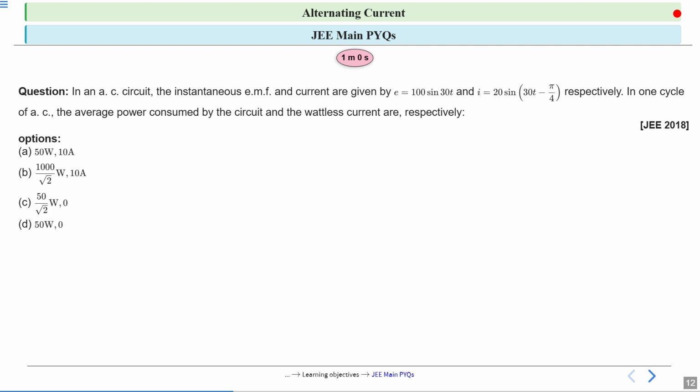In one cycle of AC, you have to find the average power consumed by the circuit in one cycle, and the wattless current, respectively. Options are: 50 watt, 10 ampere; 1000 upon root 2 watt, 10 ampere; 50 upon root 2 watt, 0; 50 watt, 0. So I will give you some time to think about it.